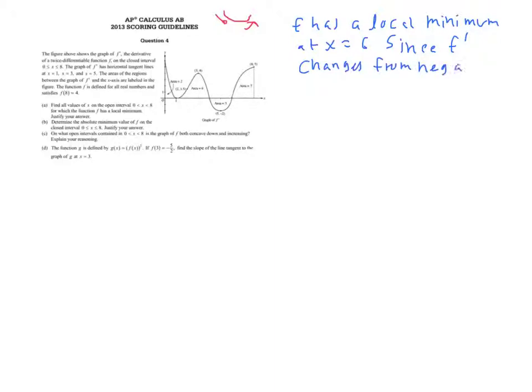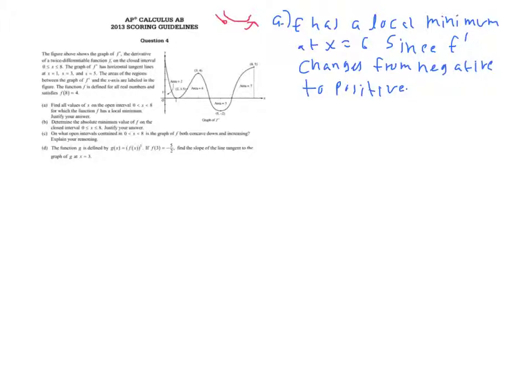F has a local minimum at x equals 6, since f prime changed from negative to positive. And this was part A.